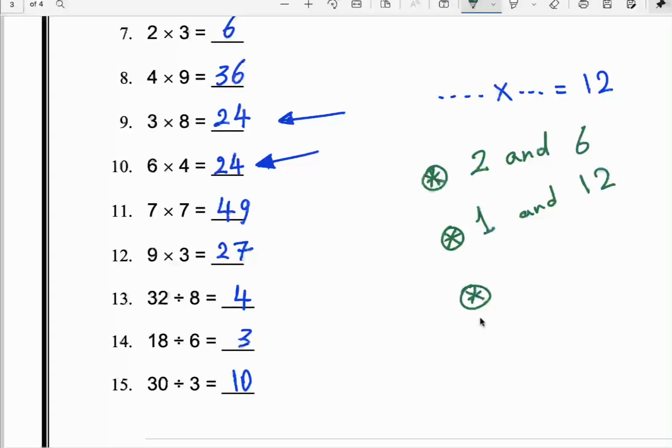Yes? Go ahead, Yasin. 3 multiplied by... 6 multiplied by 2. Okay, it's the same as 2 multiplied by 6. I want 3. 3 multiplied by what number gives 12? Okay, we need help, my heroes. 4. Excellent. Thank you, heroes.